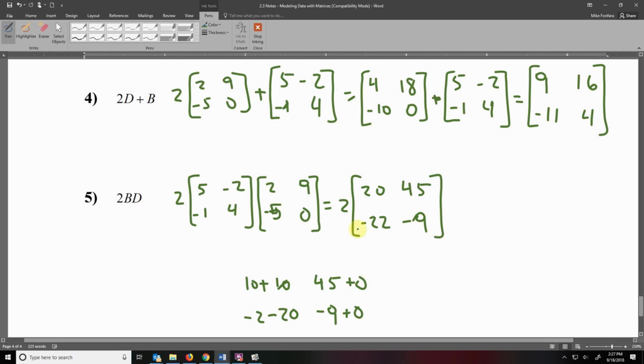So now we can do our scalar multiplication. 2 times 20. 2 times 45. 2 times negative 22. And 2 times negative 9.